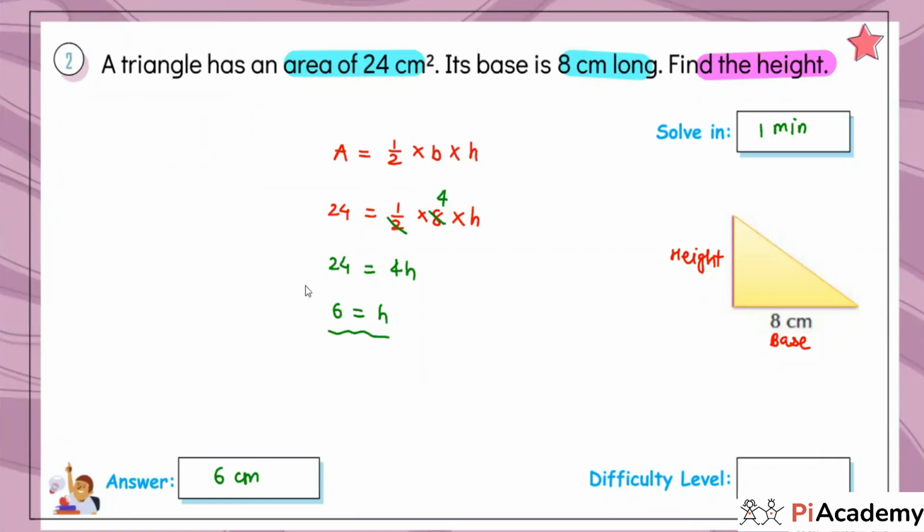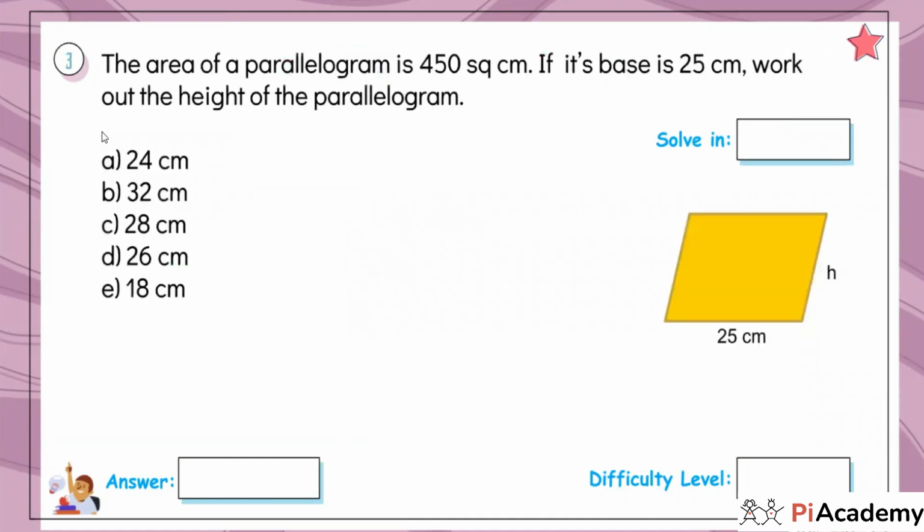So yeah, now I think it's clear. And the unit is centimeter only because this is in centimeter square and this is also in centimeters. So no need to change anything. And this question comes under the easy category. Let's move on to question number 3. And let me choose one of you.